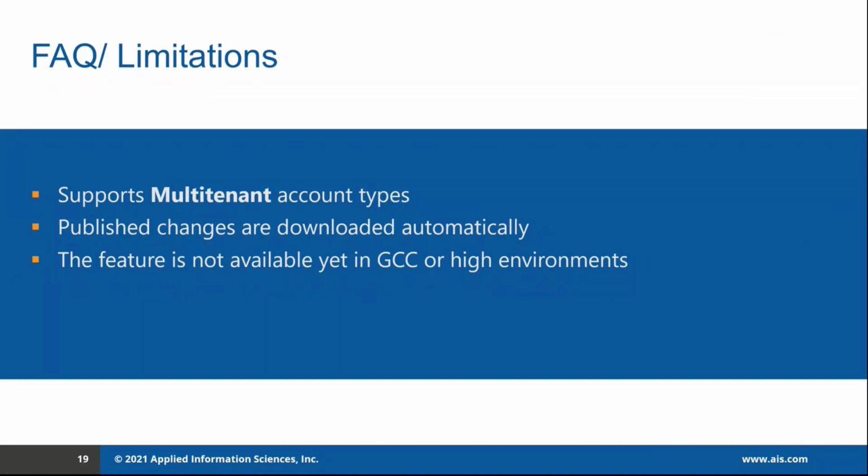And some parting notes. This feature is not yet available in GCC or high tenants, the last time I checked, and it only supports multi-tenant account types, just like I stated earlier. Published changes to the included Canvas apps are downloaded automatically. However, it is recommended that you rewrap and redistribute your mobile app on a monthly basis to benefit from the frequent platform bug fixes, updates, and new features. And if you're making any bigger changes like updating icons, colors, and adding or removing some Canvas apps in your mobile app, that will require you to rewrap or redistribute your mobile package.